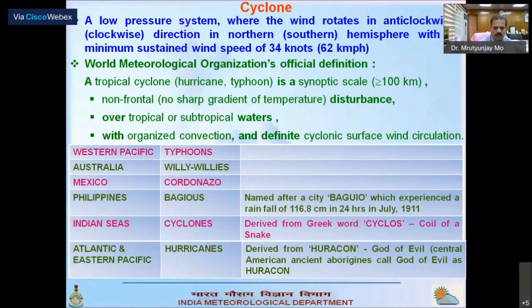Now, these tropical cyclones, though the mechanism is almost the same throughout the world with little difference, are called by different names. Over the Pacific area, they are called typhoons. Over Australia, they are called willy willies. In Mexico, they call it Coranzo. In the Philippines, they call it Bajas. In the Indian Ocean, we call it cyclones. In the Atlantic and Eastern Pacific, they are called hurricanes.